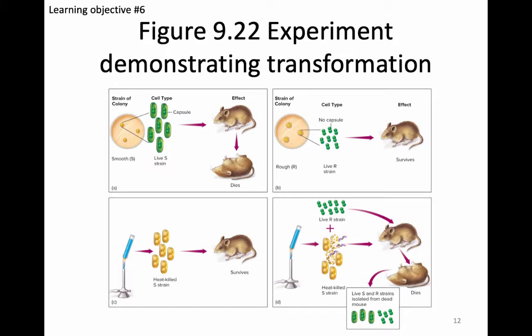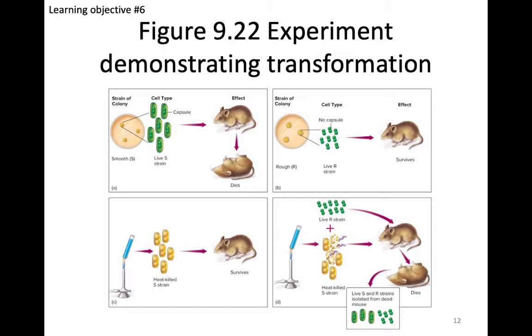and the mouse survived. In condition D, Griffith mixed heat-killed S strain with live R strain and injected this combination of the two cells into the mouse and found that the mouse dies. The reason the mouse dies in condition D is that the heat-killed S strain releases its DNA when it's heated. That DNA is accepted by the competent R strain by transformation.